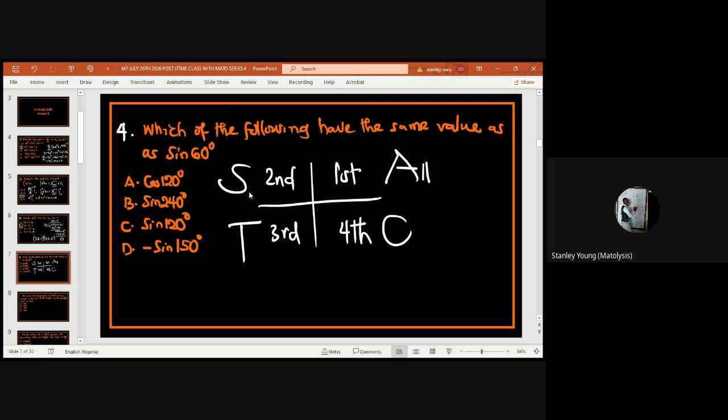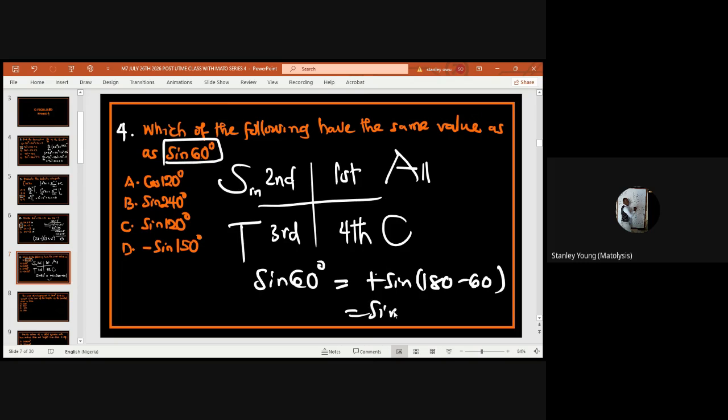In the second quadrant, only sine is positive, others are negative. Since this is a sine, I'm only interested in the sine. So sine of 60 degrees is the same thing as, with the angle formula in the second quadrant, plus sine of 180 minus 60. So this is going to give you sine 120 degrees. Sorry, we don't have much time to explain further because each quadrant has its own formula.